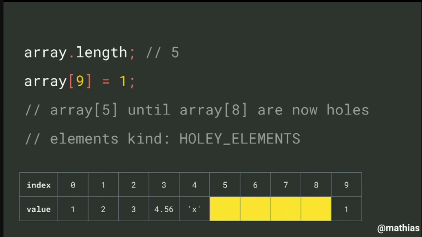Now, creating holes in an array downgrades the elements kind to its holy variant. In this case, we went from packed elements to holy elements. Of course, there are other ways to create holes in JavaScript. For example, if you use delete on an indexed element in an array, that also results in a hole. And there's many more ways of doing this. But why does V8 care whether there are holes in an array? Why does it care so much that it has a separate elements kind just for holes? Well, let's find out together by taking a look at an example.